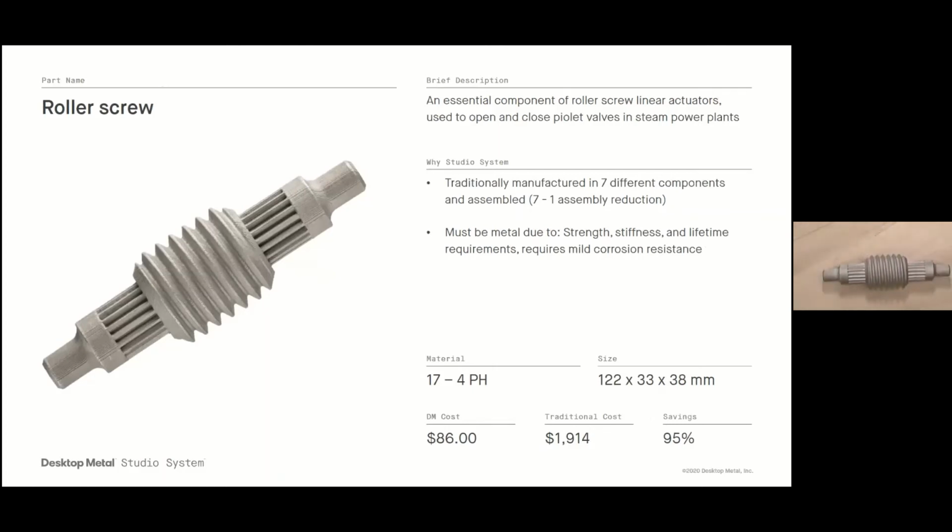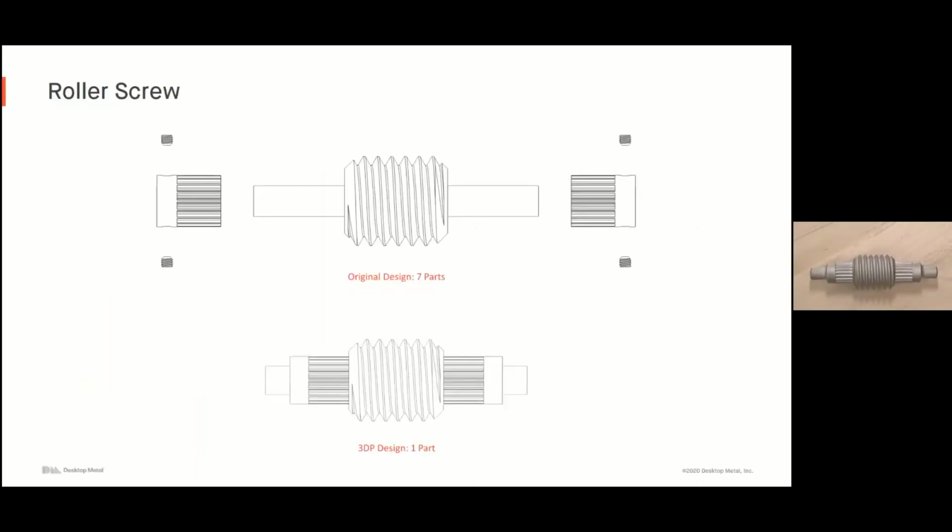So 17-4 was an excellent material choice for this part. It has some mild corrosion resistance as well. This part was able to be produced for just $86. The traditional machining cost was about $1,900 on this part. So a great example of how we can save a lot of time and money by producing this part on the studio system. You can see here, that original design, the gears were separate, as well as there were some set screws, but now you can print the entire part as just one component.